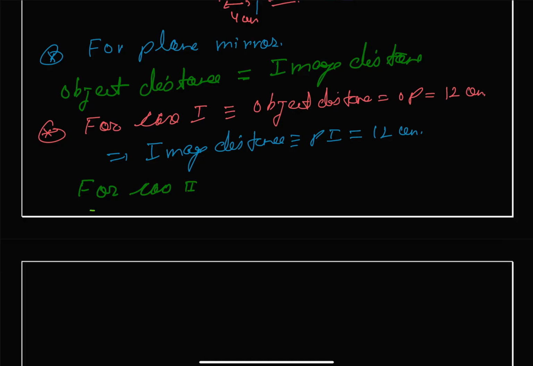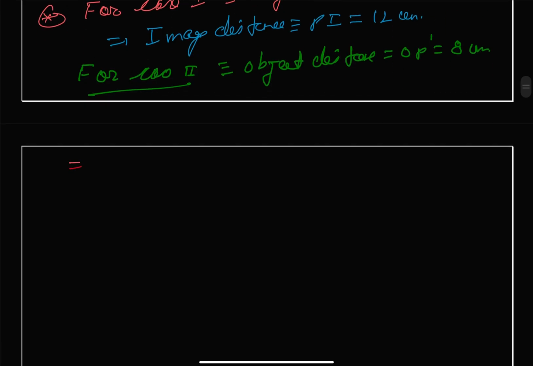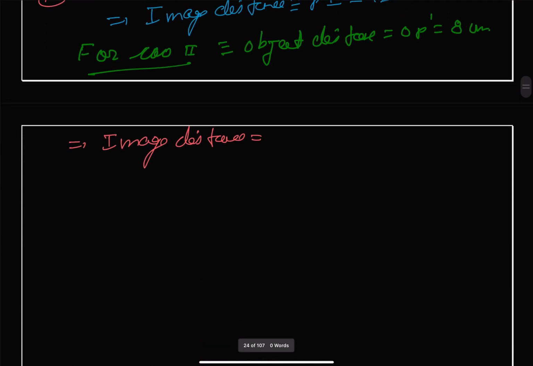For case 2, object distance is now OP prime, and that comes as 8 centimeter. Therefore, the image distance, that is our P prime I prime, will also be equal to 8 centimeter. Okay, that is our final required answer. Next question.